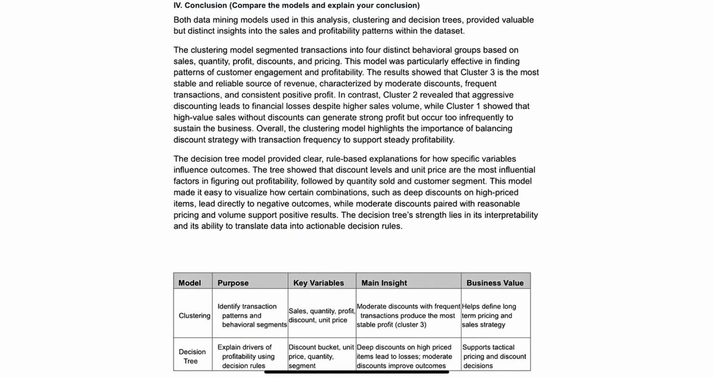For the conclusion of our project, we compared the two models we used, clustering and the decision tree, to explain what they reveal from a business decision-making perspective and how they work together to inform strategy. We begin with the clustering model, which helped us identify overall transaction patterns by grouping sales into 4 distinct clusters based on sales, quantity, profit, discount levels, and unit price.